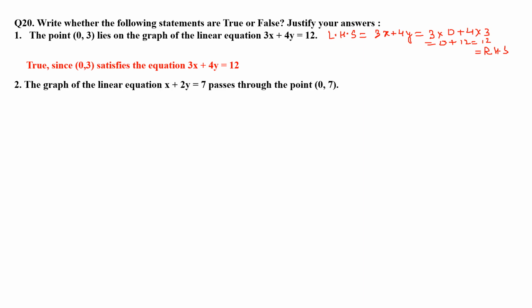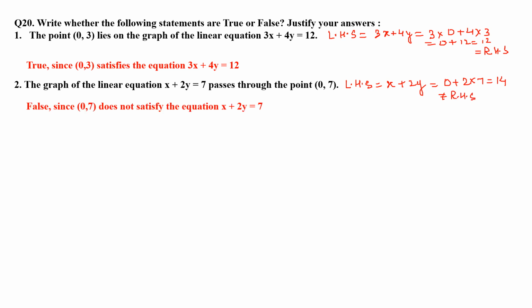Now the second is: the graph of the linear equation x + 2y = 7 passes through the point (0, 7). Again, if it passes through this point, it means this point will satisfy this equation. So again, I have to put the value of x as 0 and y as 7 in the LHS. LHS is x + 2y. Now x you put as 0 and y as 7. So here you will get 14. But RHS is given as 7, so it is not equal to RHS. So it is false because (0, 7) does not satisfy the equation.